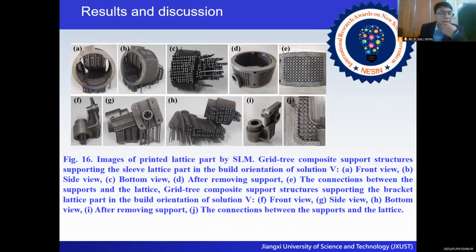And Fig 16 shows images of printing the lattice part by SLM. A to E is the sleeve lattice part, and F to J is the bracket lattice part. We can see that the fabrications were all successful.